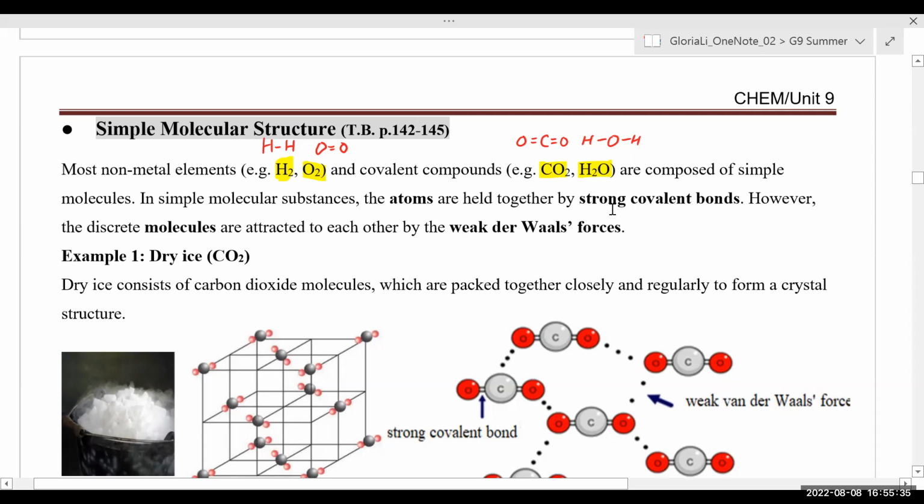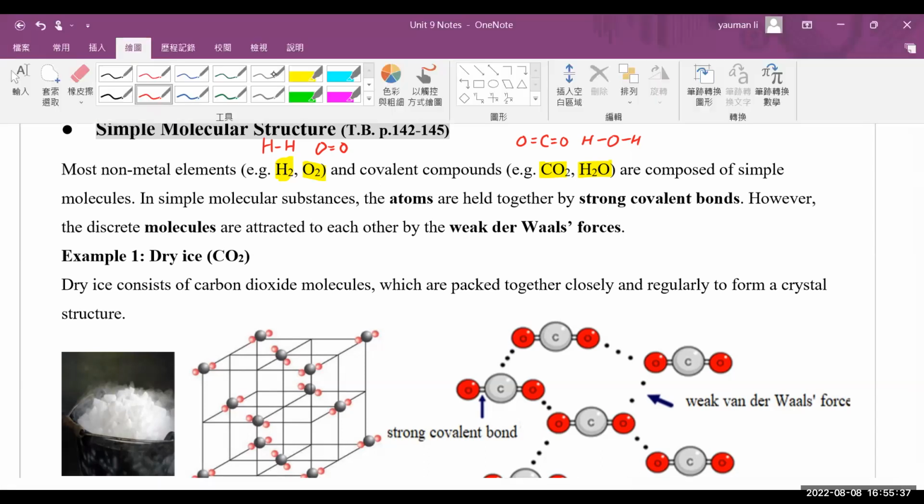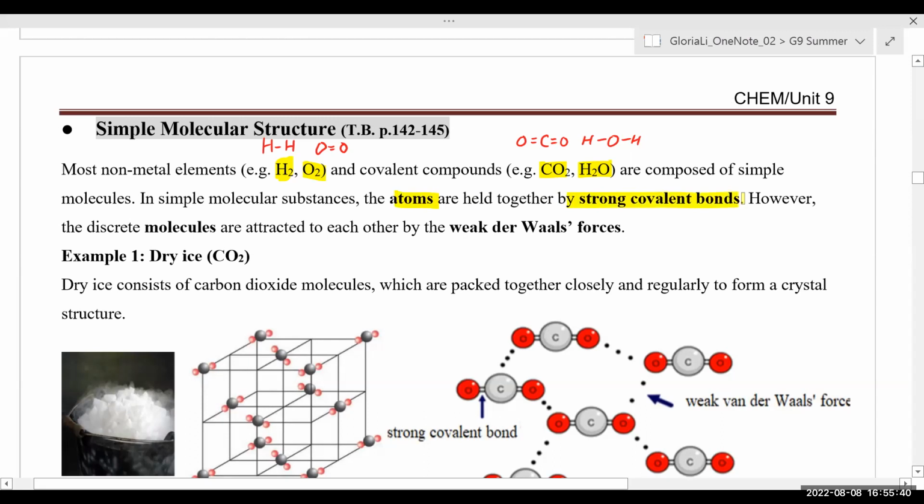So for strong covalent bonds, please take out your highlight pen. We know the atoms are bonded by strong covalent bonds. But as we have understood, there should be weak bonds also involved. Otherwise, we can't explain the low melting point and boiling point. Covalent bond in the molecular level is considered as strong, just like ionic bond.